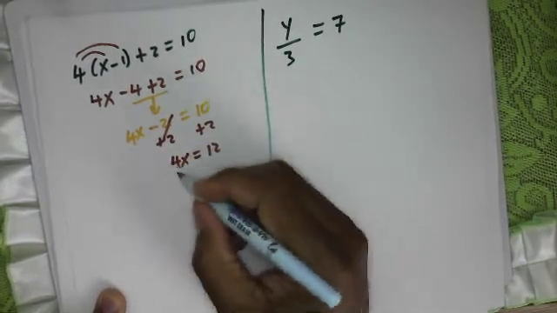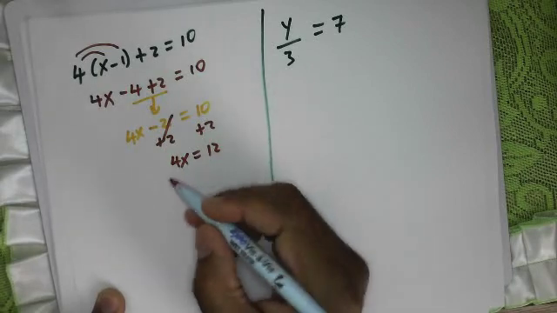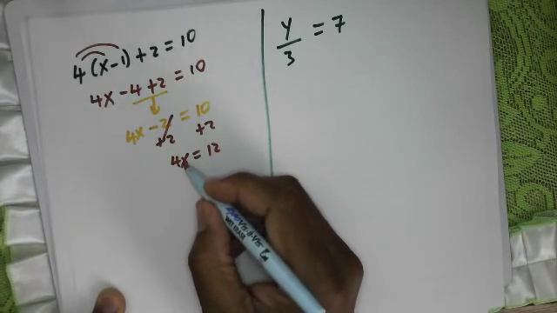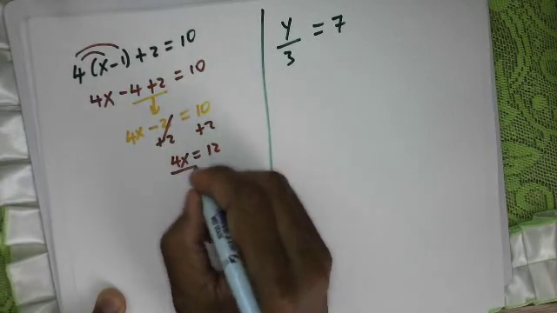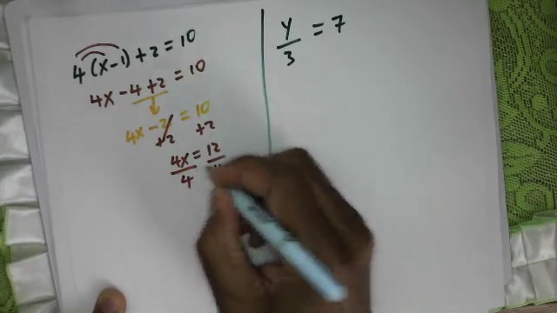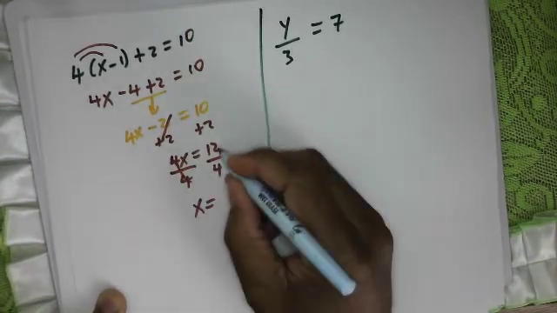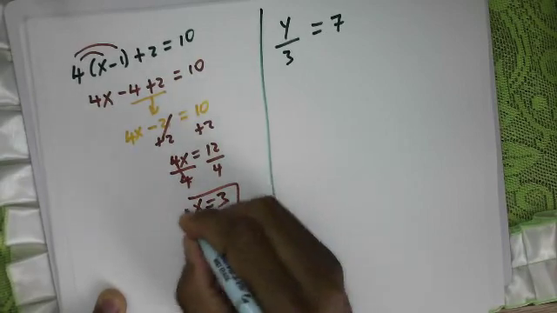Now we do the reverse operation of multiplication or division. 4x means 4 times x, so the 4 is multiplying our x, so we reverse that by dividing both sides by 4. So x equals 12 divided by 4, that is 3.